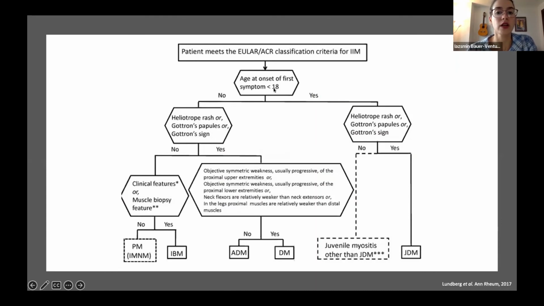So if patients are younger than 18 years old, they have a juvenile type of myositis, which was not the focus of this talk today. If patients are older than 18, and they have a rash, well, then they have dermatomyositis. And the question is, is this amyopathic or not? And if they don't have a rash, they can be diagnosed with IBM based on muscle biopsy features and clinical features, or polymyositis. And the group already recognizes that a lot of these polymyositis patients probably have immune-mediated necrotizing myopathies, which we understand nowadays, but did not understand a few years before, when we were developing these classification criteria.